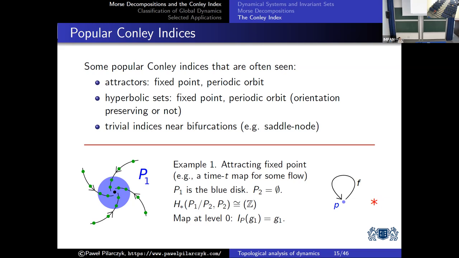And this is the theorem. So in this example, it's no wonder that we get the identity. The relative homology of the index pair is Z, because we have one connected component. This one doesn't count. And the map maps this connected component to itself. So the index map is the identity. The generator of the first homology is mapped to itself.